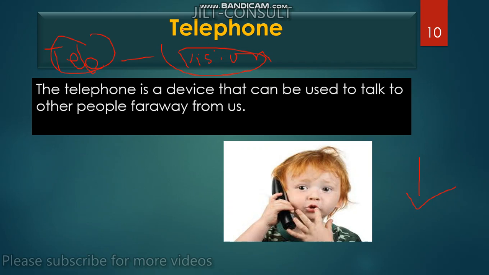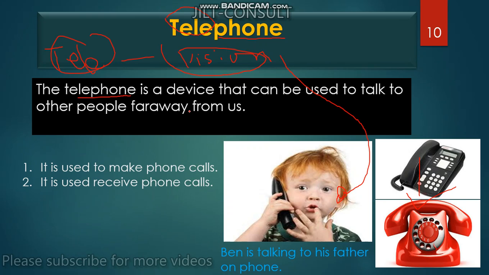But now we are talking about telephone. So as in television, we have telephone. This one, phone, means to hear. You'll be able to hear something. So we call it phone. But the vision is for us to see. So telephone is for far away places, listening from here. So we can hear whatever they are talking about when they are far from us using telephone. So it's a device that can be used to talk to other people far away from us.